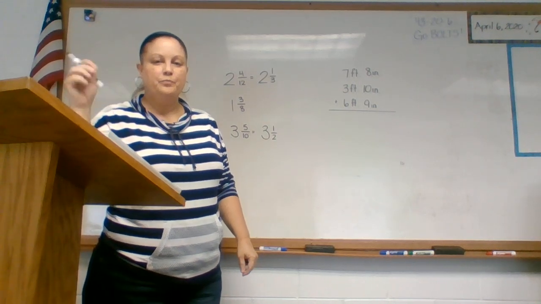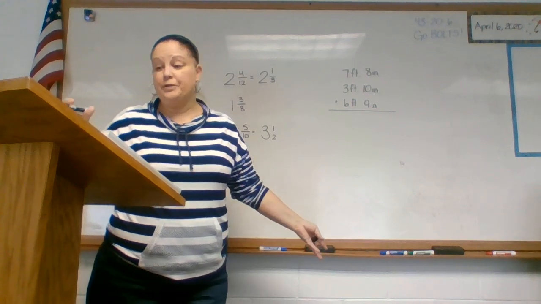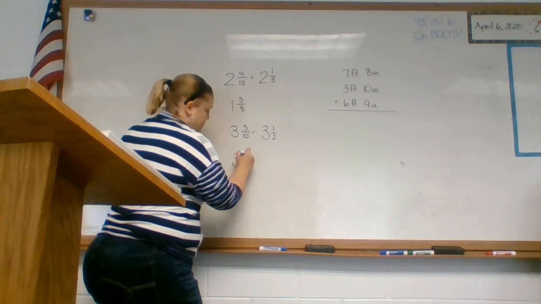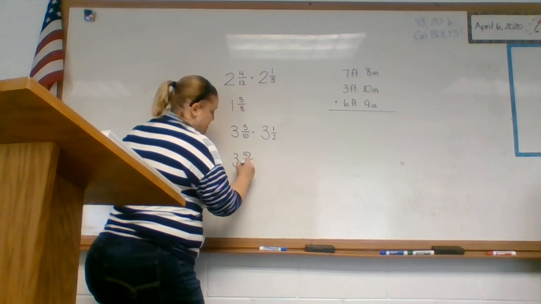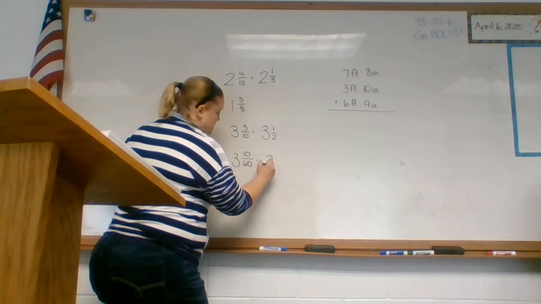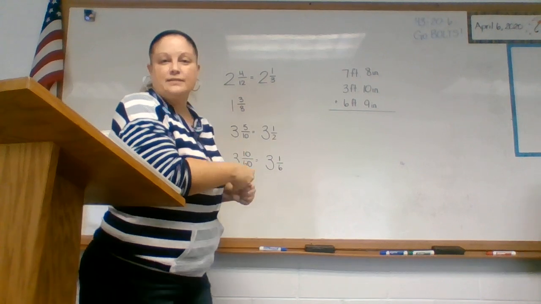Can you do this one? Pause, and then we're going to go over the answer. All right, hopefully you're done. We've got 3 hours and 10 minutes. We know there are 60 minutes in that hour. So you should have simplified down to 3 1/6 hours.